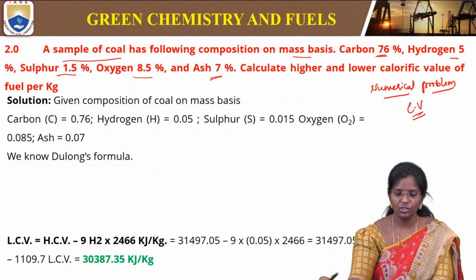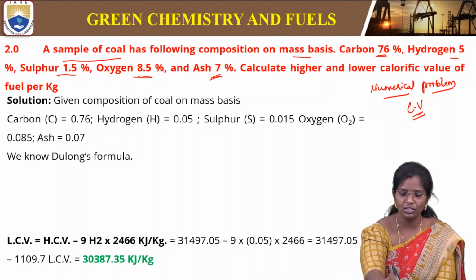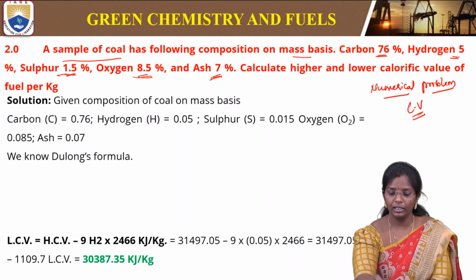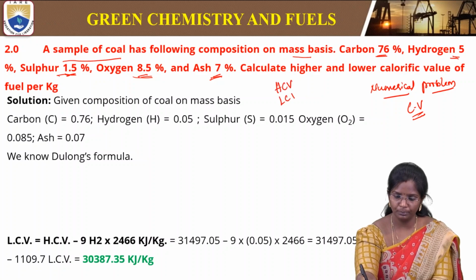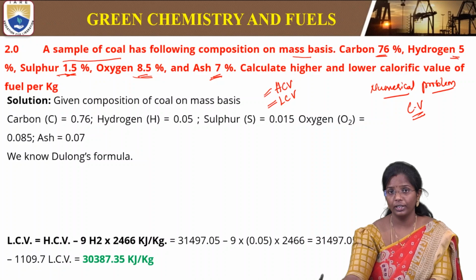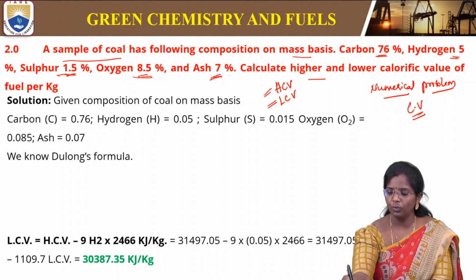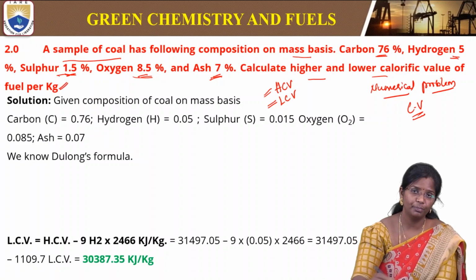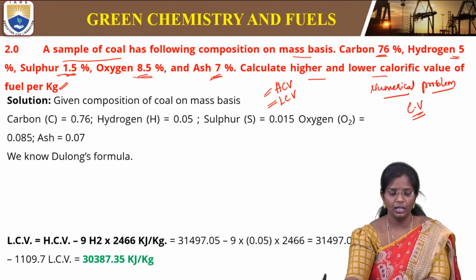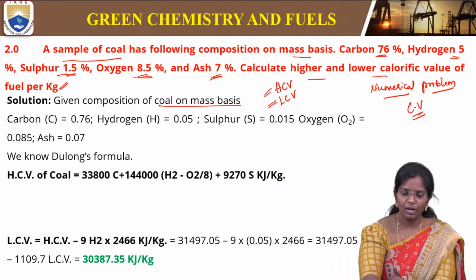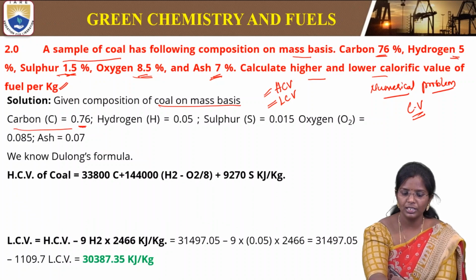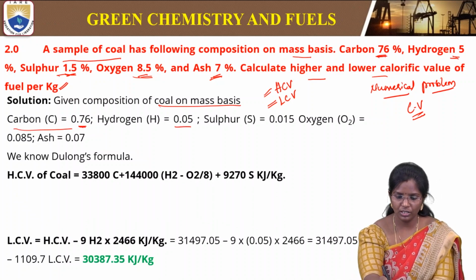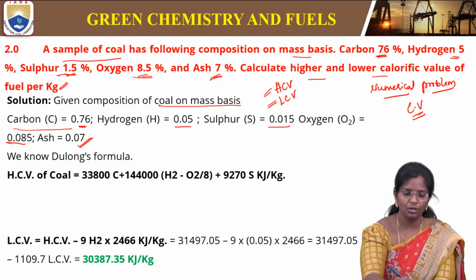So if you see here, ash is there, and oxygen is there, and also hydrogen and sulfur are there. So we will be using a formula for the HCV and LCV, that is higher calorific value and lower calorific value. Now calculate the higher and lower calorific value per kg. Whenever we are asked to report per kg, we have to convert and report per kg. So given the composition of the coal on mass basis, carbon will be 0.76 because it is 76%, hydrogen is 0.05, sulfur is 0.015, oxygen is 0.085, and ash is 0.07.